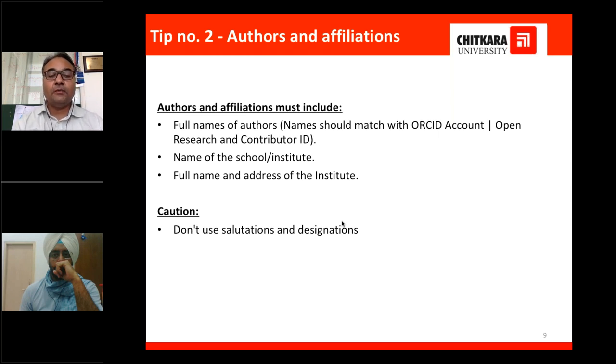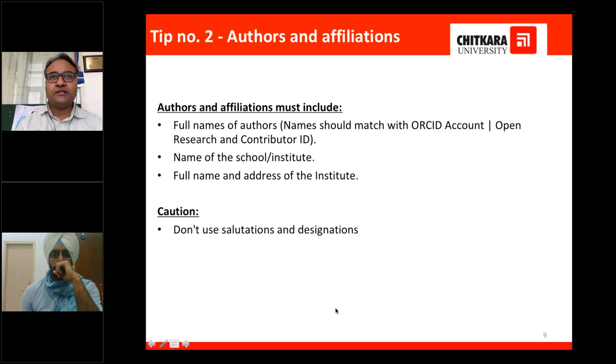If there is a faculty from business school, then the name of the school has to be written as Chitkara Business School. Now, if a faculty is from the pharmacy department, whatsoever department he comes from in pharmacy, he should be writing Chitkara College of Pharmacy. So this is how the affiliation is supposed to be written.